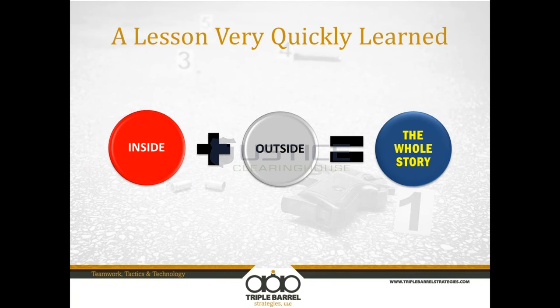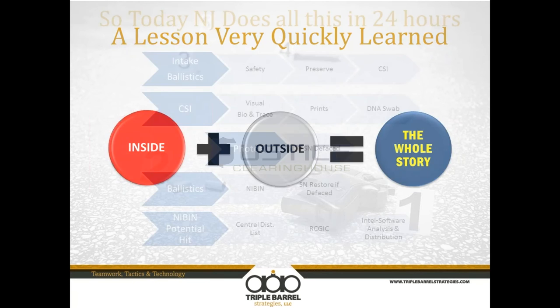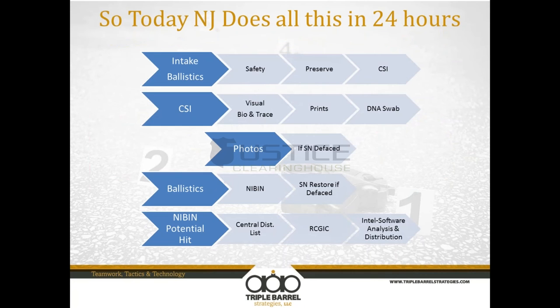So what New Jersey did was incorporate a complete inside and outside processing protocol to get the whole story right up front, soon after the gun was taken into custody. Today, New Jersey does all this in 24 hours. They intake the gun, safety check it, preserve it, and it goes right to a CSI. The CSI walks it down the hall, and it's given a visual examination for biomaterials and trace evidence. It's processed for latent fingerprints. It's swabbed for DNA. If the serial number has been defaced, it takes time out for some photographs. Otherwise, it goes right to ballistics.